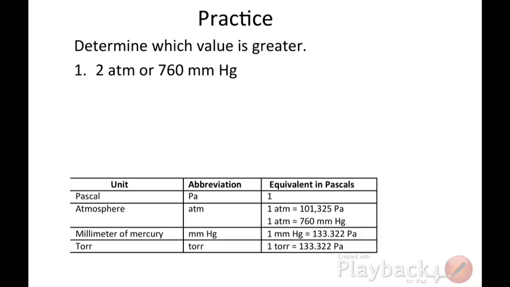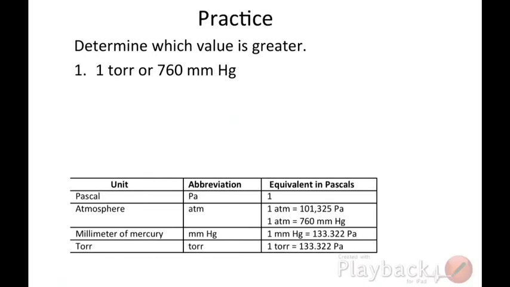Let's do another problem. So we want to know which is greater, 2 atmospheres or 760 millimeters of mercury. We look at our chart. We want to compare these. We have a conversion factor here that will be useful. 1 atmosphere equals 760 millimeters of mercury. That means that this right here is the same as 1 atmosphere. So 2 atmospheres is bigger.